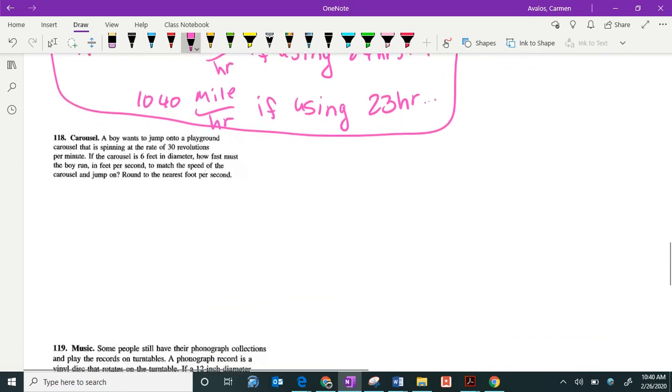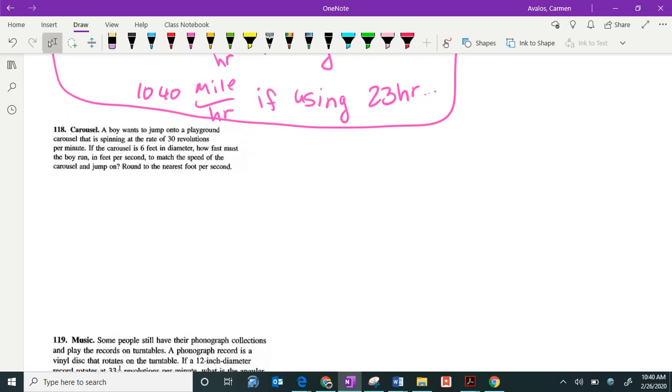Very good. And then the carousel: a boy wants to jump onto the playground carousel, and it is spinning at a rate of 30 revolutions per minute. The 30 revolutions per minute is important because that's revolutions. We want to find how fast the boy runs on there, how fast that boy is running. That's going to be our linear speed, which is v, and then we want to find omega there. And this is the diameter of it.